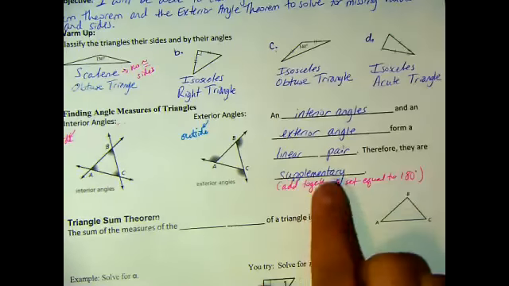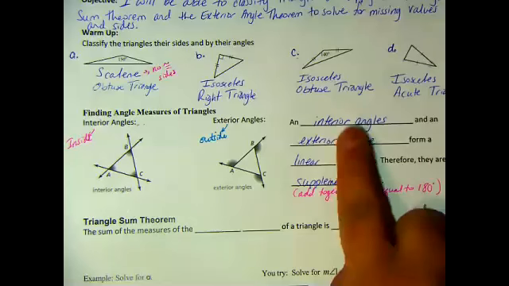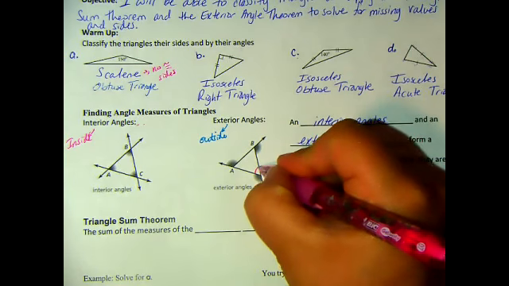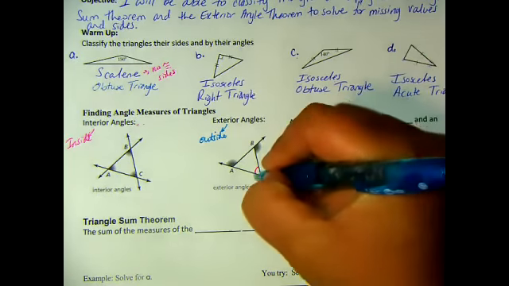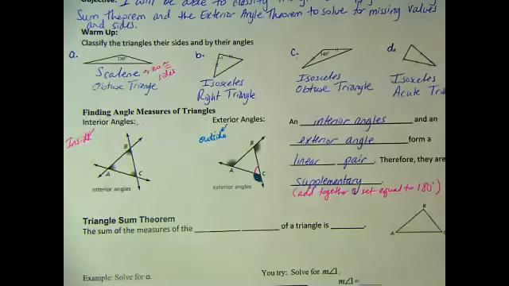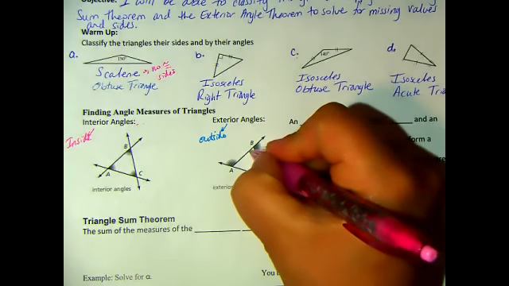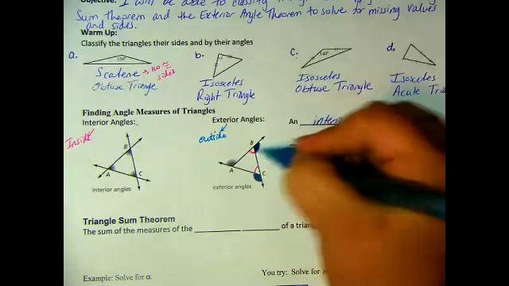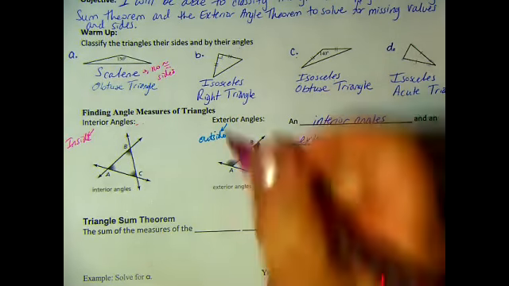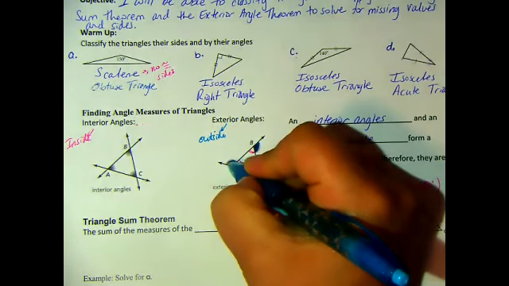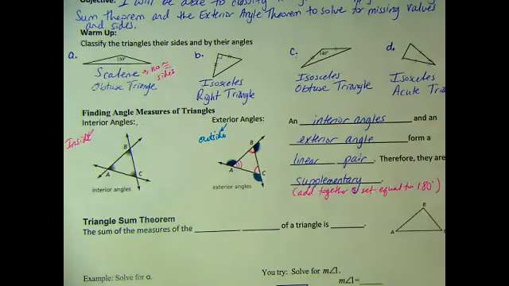So that is one unique relationship about each interior and exterior angle pair. So each one of these here and here, these two will add to equal 180. These two here will add to equal 180. And of course, these two here, interior and exterior, will add to equal 180.